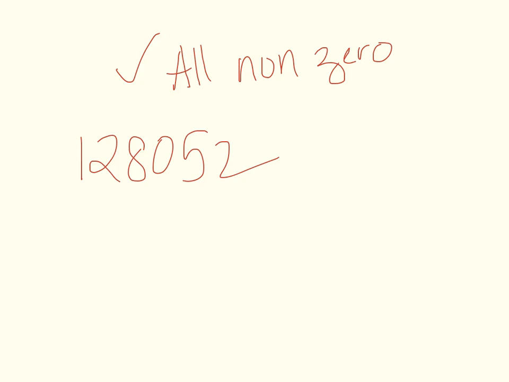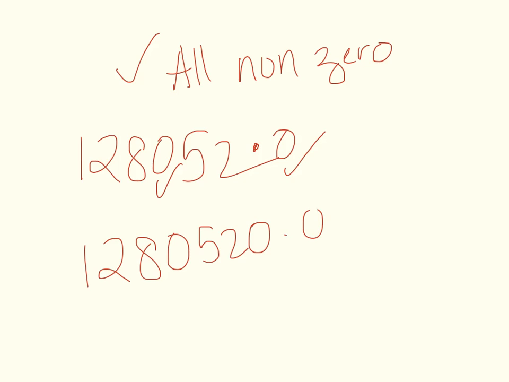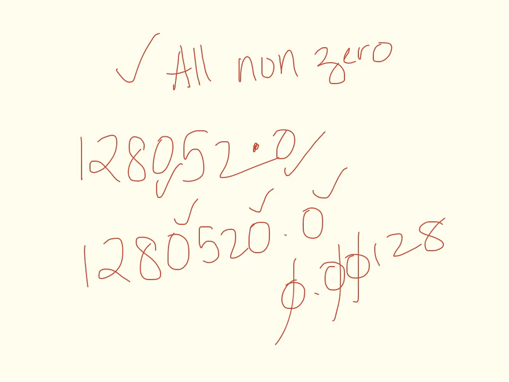So guys, all non-zero digits are significant. Zeros sometimes are significant, sometimes are not. If they are in between, so I'm just going to write examples. 128052.0, this is significant. This is also significant. If it is 128052.0, this and this are significant. But if it's 0.00128, not significant. 8250, not significant. Moreover, it is ambiguous. So we'll work on problems about this issue as well.